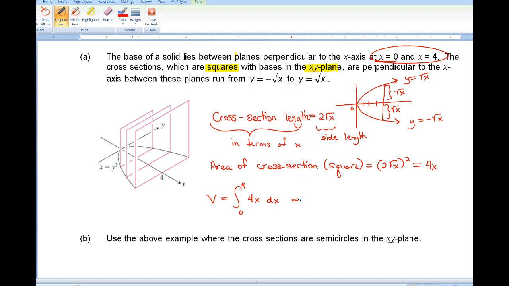Now, in this chapter, for the quiz, all I'm going to ask you for is the setup, and then you can do the answer on your calculator. This one's pretty basic, so you could just do 4x squared over 2, and then evaluate it. So we get 2x squared, evaluated from 0 to 4. What do we get?